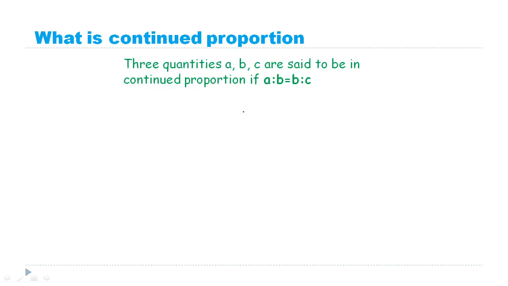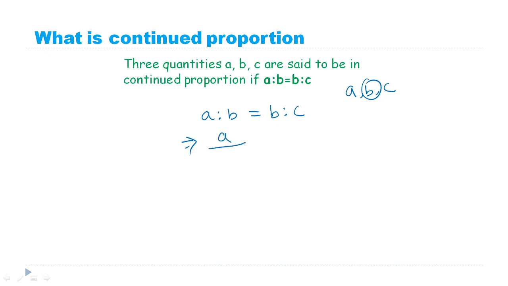So what is continued proportion? There is another term, continued proportion, which is the same, but here you will get only three terms. Suppose three quantities A, B, C are said to be in continued proportion if A is to B is equal to B is to C. Here you can notice we have only three terms, but the middle term is written twice. That is the interesting fact about this. So this special case is known as continued proportion.